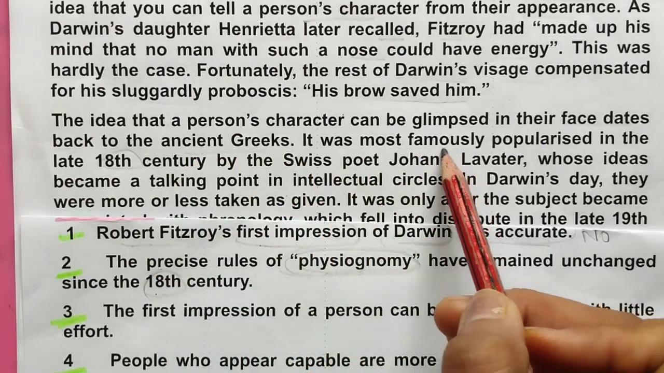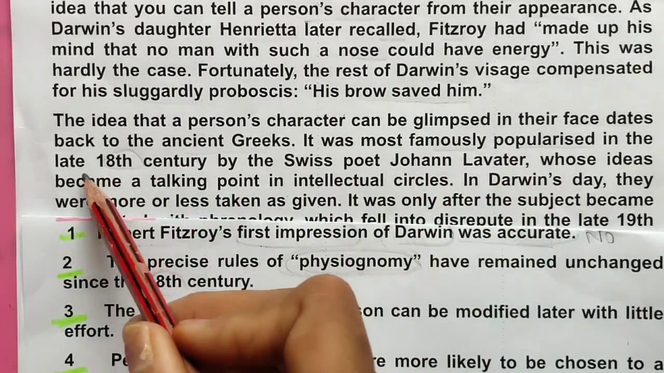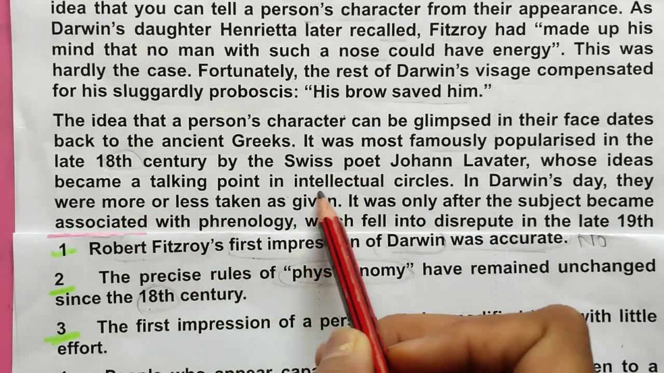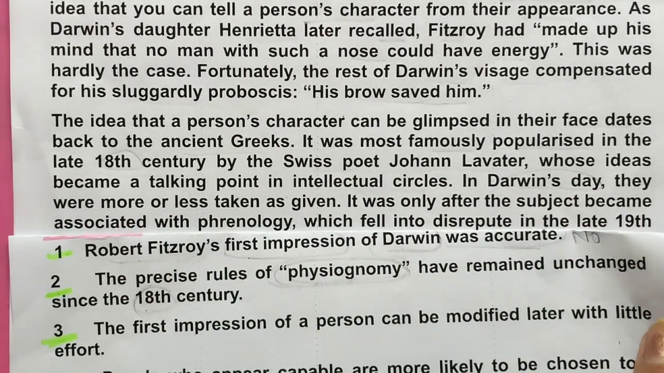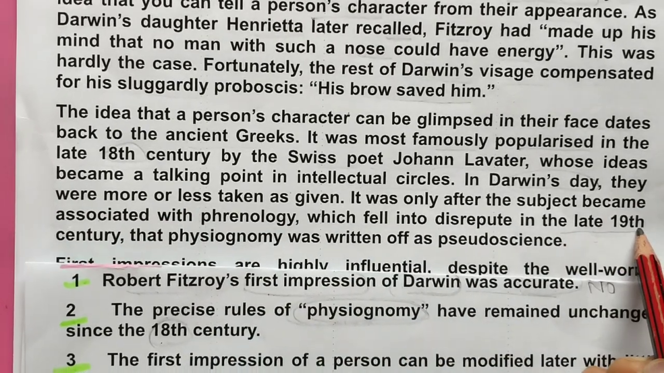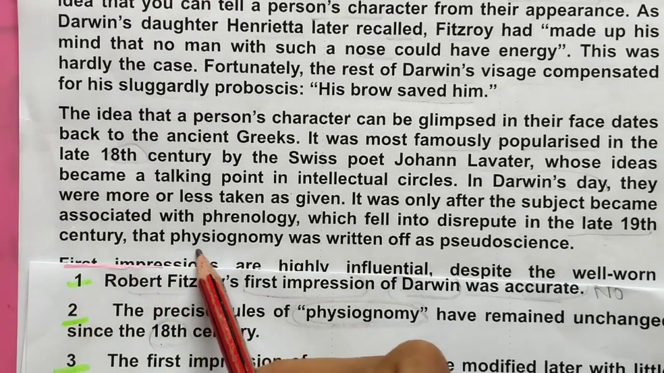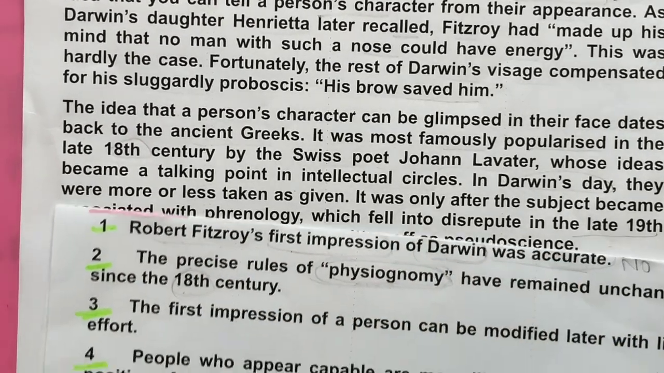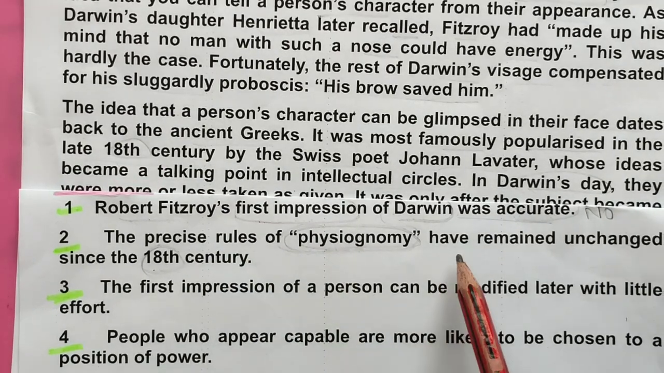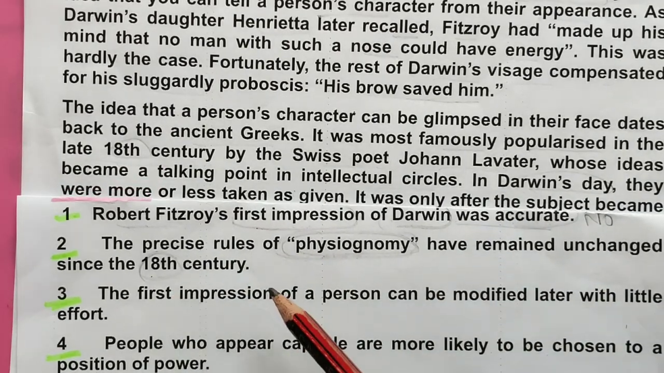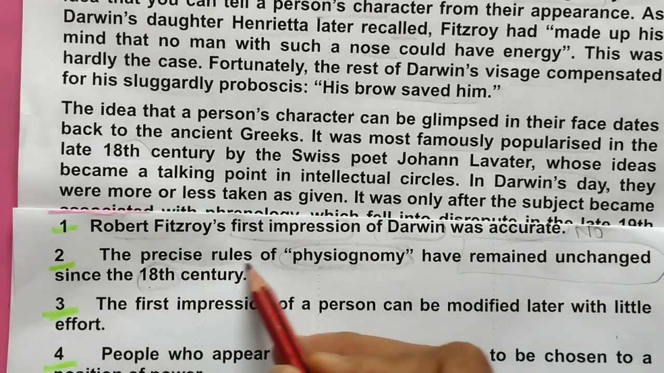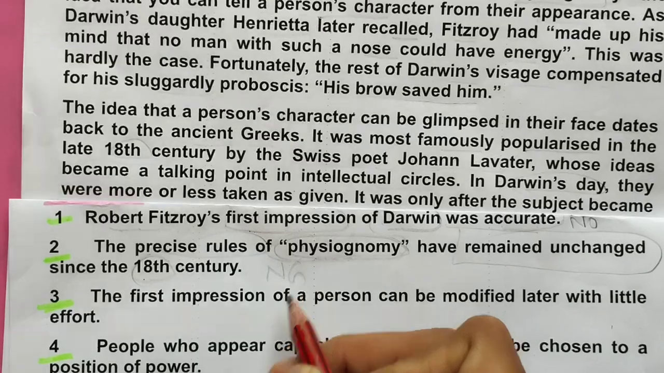It was almost famously popularized in the 18th century by the Swiss poet, whose ideas became a talking point. In Darwin's day, they were more or less taken as given. And in the 19th century, a century that physiognomy was written off. But we are looking for the precise rules of physiognomy, which have remained unchanged since the 18th century. So they have not described this, so we will just mark it not given.